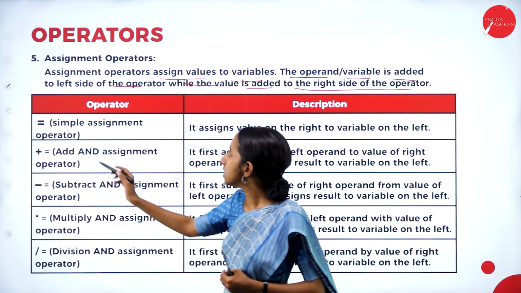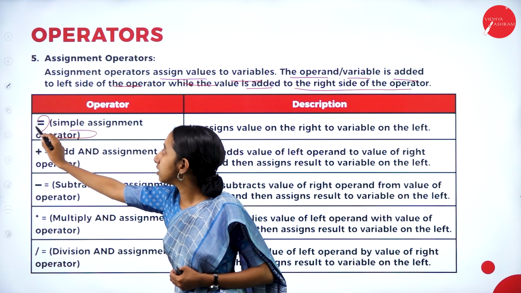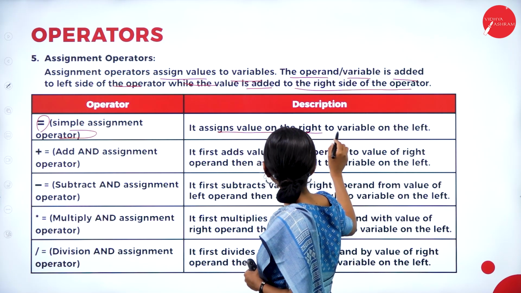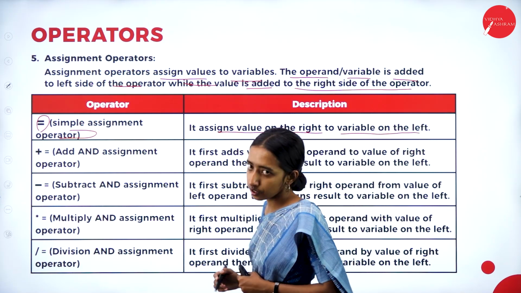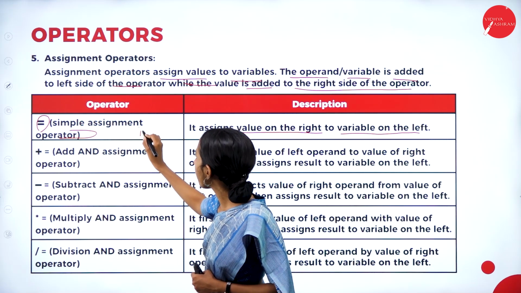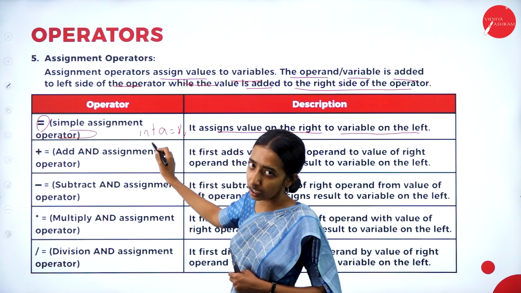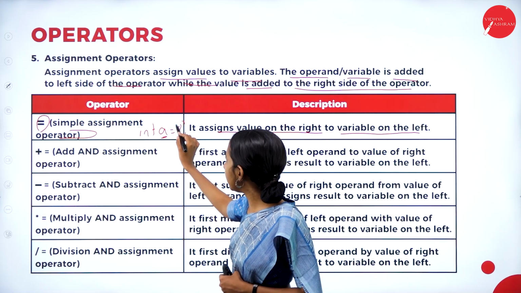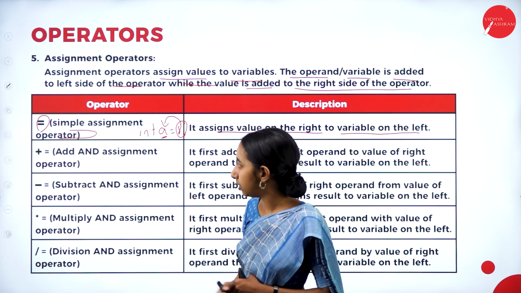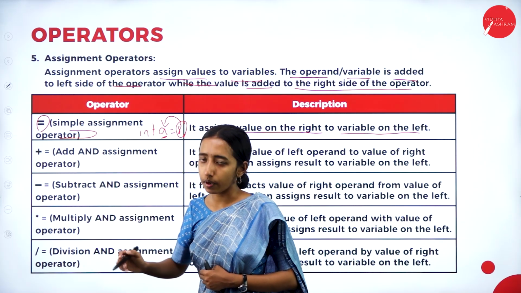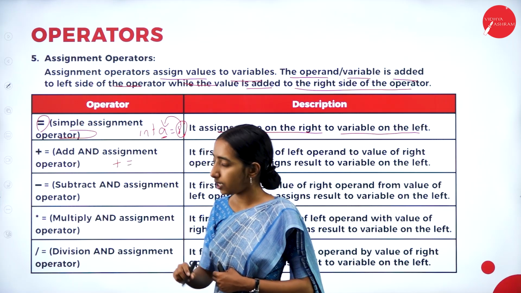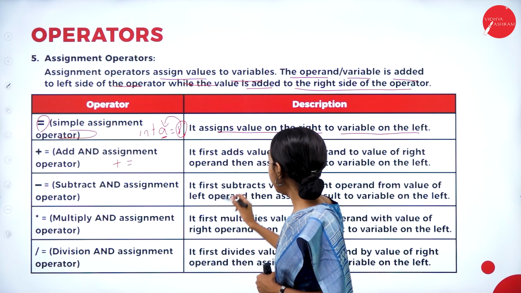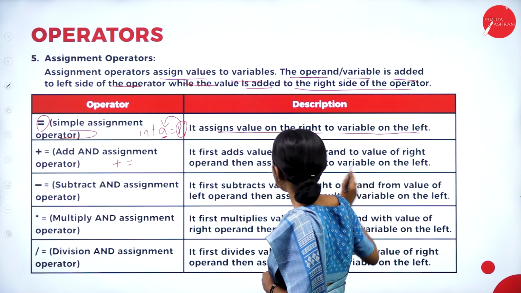We are having the simple assignment operator, that is the equal sign, and it assigns the value on the right to the variable on the left. For example, int a = 8: now 8 is assigned to the variable called a on the left side. The add and assignment operator, that is the plus equal, first adds the value of the left operand to the value of the right operand, then assigns the result to the variable on the left.